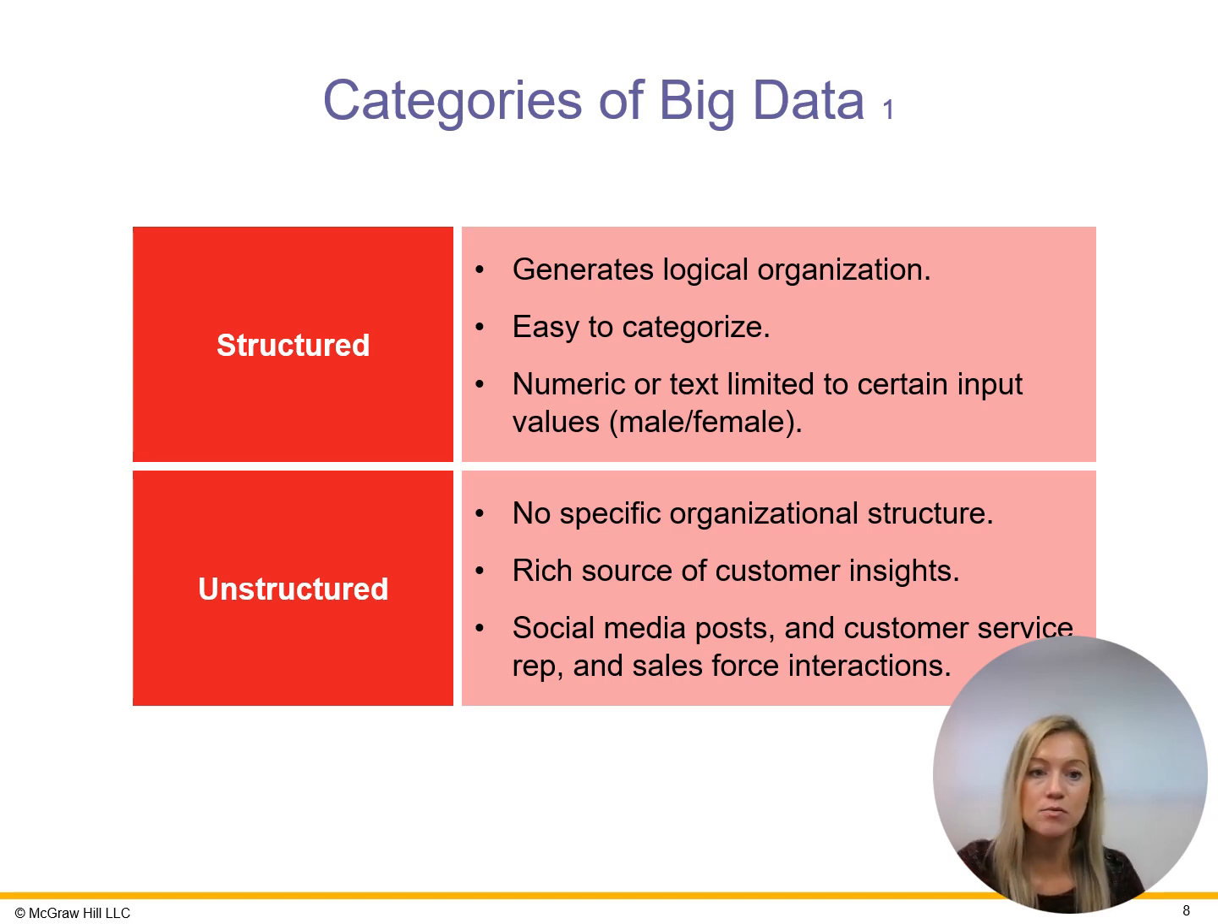Structured data is typically either numeric or text that is substantially limited to a certain set of input values, male, female, for example. It is the type of data that is generally found in relational databases or spreadsheets. It is generally organized into tables with columns that make it clear what types of information will be included in each of these entries within a given column.